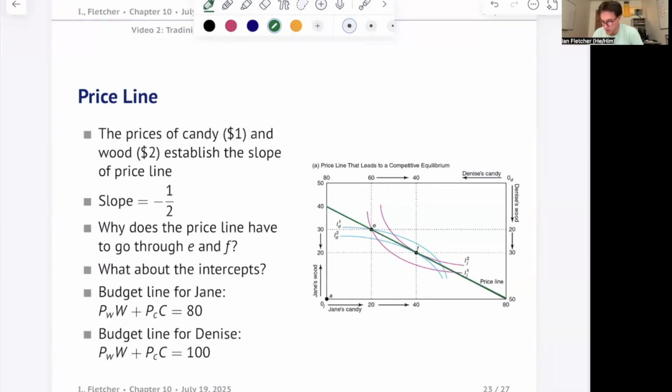For Denise, it's going to be the same line. The slope is minus one half, right? And so why does the price line have to go through E and F? Well, because it is going to be an efficient allocation between the two.